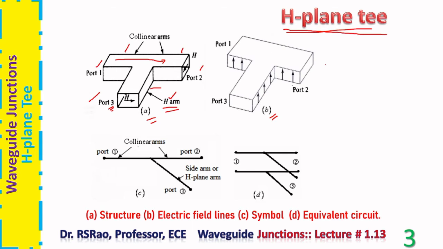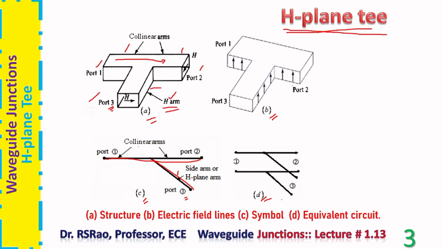They are in phase. In C is shown the symbol for H plane T, a straight line and a slanting line. Straight line, horizontal line are carrying ports 1 and 2. This line represents collinear arms, whereas slanting line, it represents sidearm or H plane arm. It is carrying port 3.